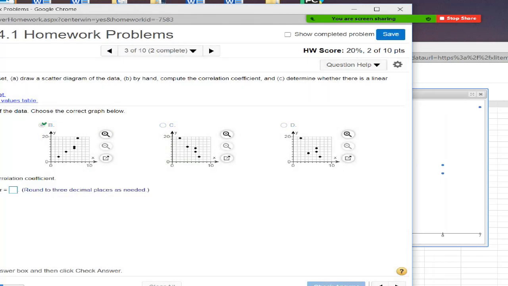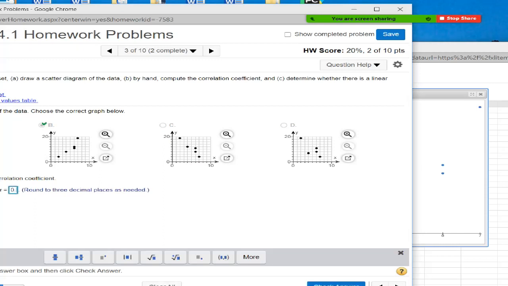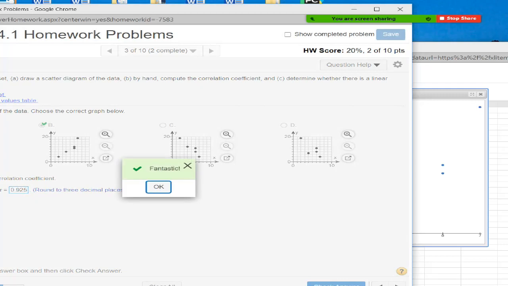And now the correlation coefficient rounded to 3 decimal places. So now I'm going to take this number, 0.9249, go to the 4th decimal place in order to round to 0.925. So StatCrunch makes it super easy.